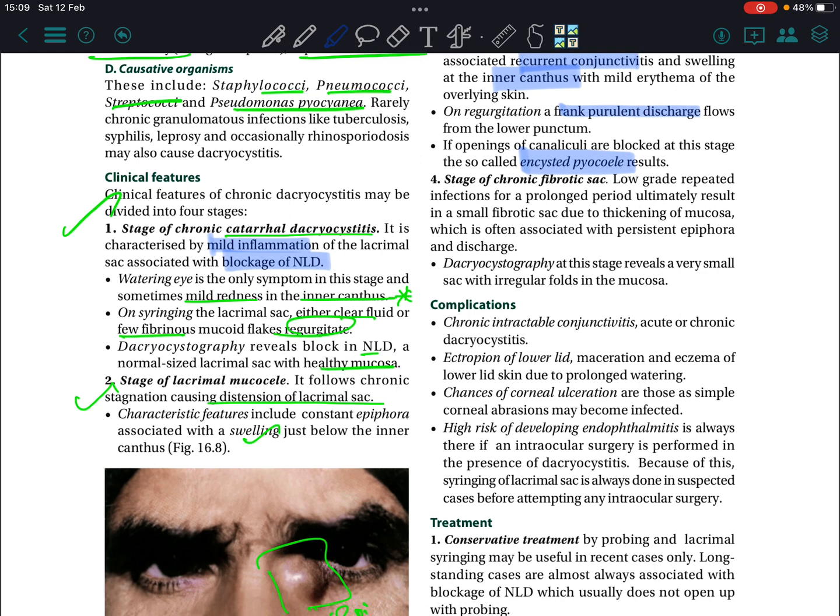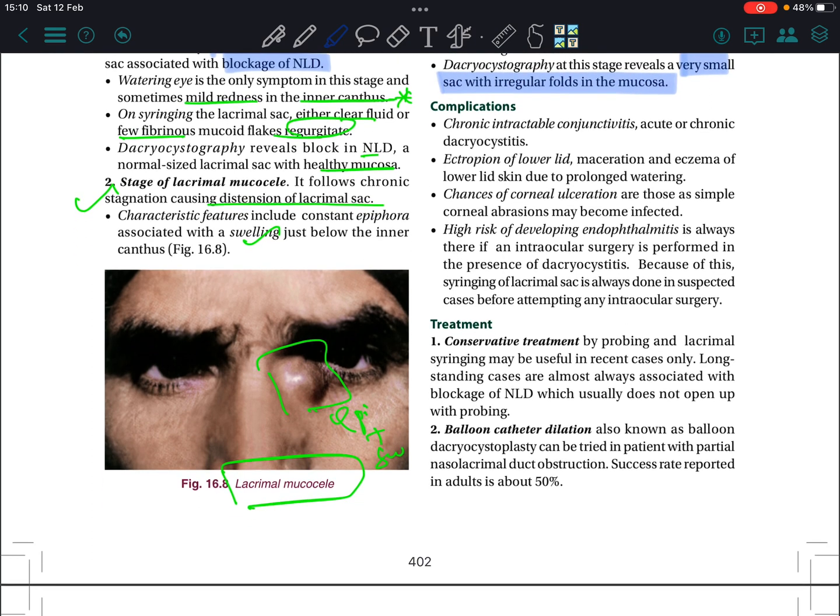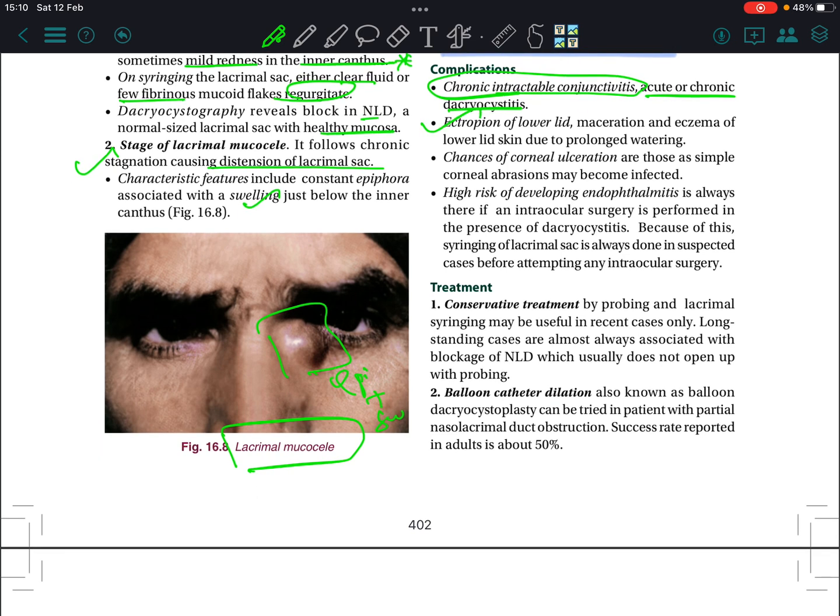Stage of chronic fibrotic sac: low grade repeated infection for a prolonged period ultimately results in a small fibrotic sac due to thickening of the mucosa. Dacryocystography at this stage reveals a very small sac with irregular folds in the mucosa. Complications: chronic intractable conjunctivitis, acute or chronic dacryocystitis, ectropion of the lower lid, chance of corneal ulceration, so that even a simple corneal abrasion may become infected. High risk of developing endophthalmitis is always there if an intraocular surgery is performed in the presence of dacryocystitis.